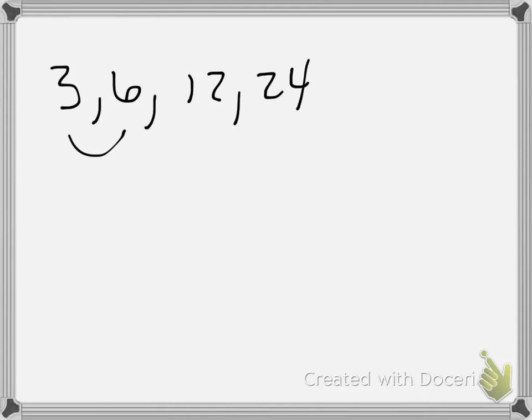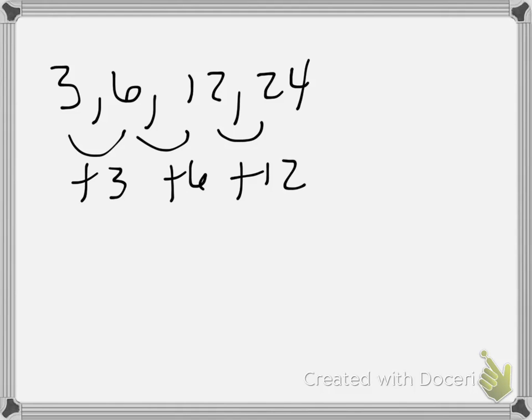Now, if we took a look at another one, we have 3, 6, 12, and 24. We have plus 3, plus 6, plus 12. Now, this is still a sequence, it's just not an arithmetic sequence. An arithmetic sequence, again, is one that has a common difference. And so here you see we have 3, 6, and 12. None of those are in common. In order for it to be common, it has to be the same number. So 3, 3, 3, and 3. But 3, 6, and 12 is not going to be a common difference.